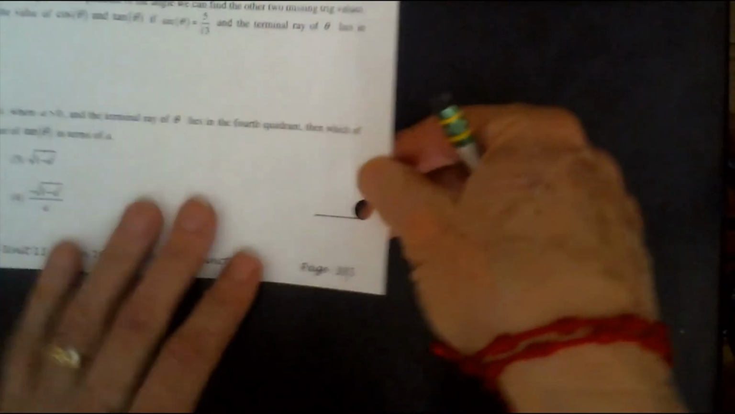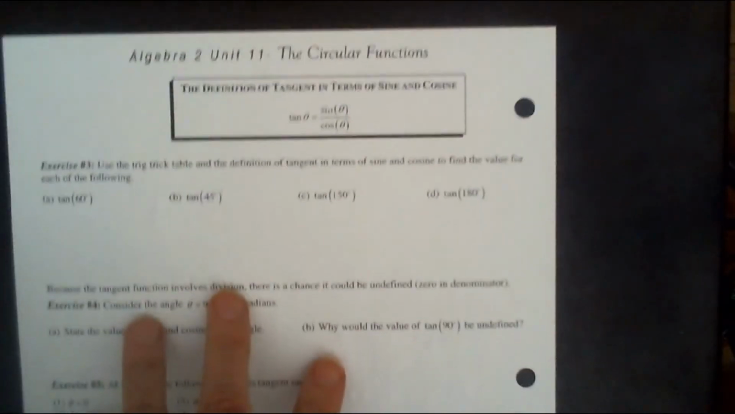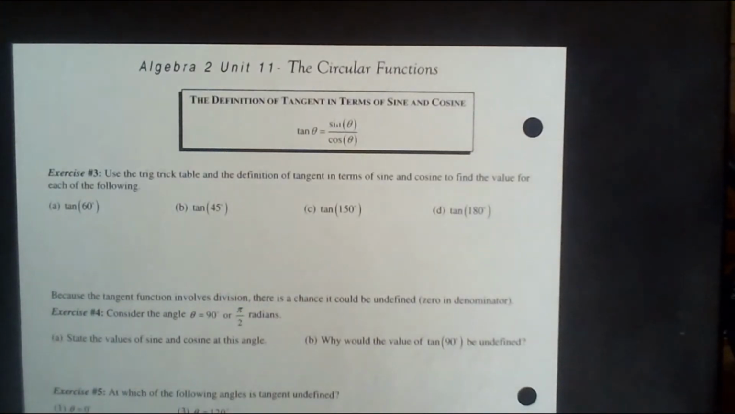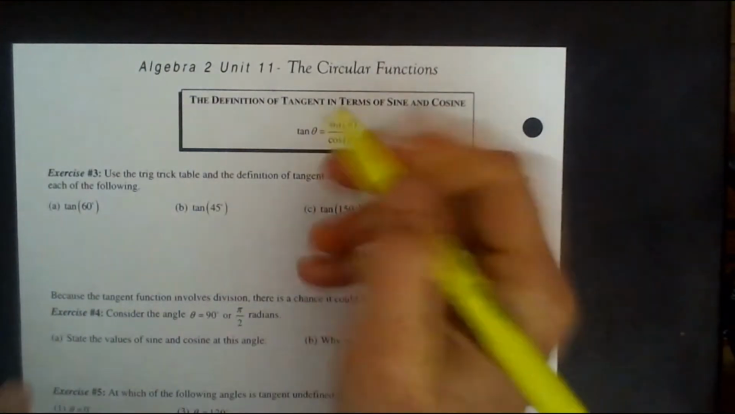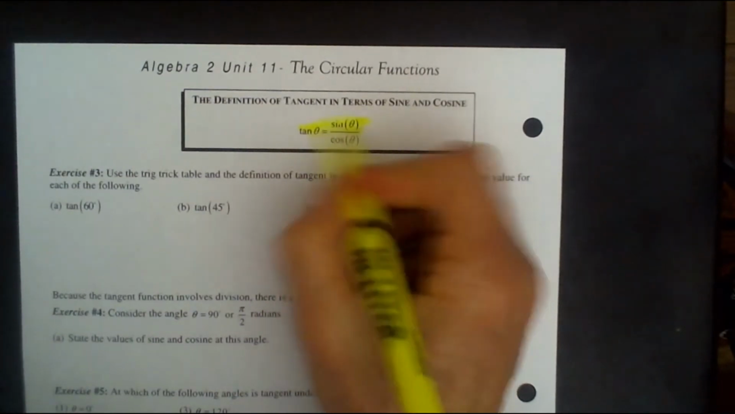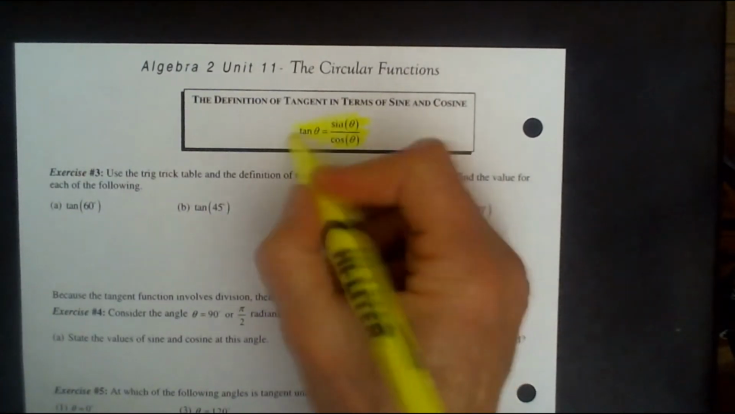Now we'll move over to page 385 on the back, and here we go again. Definition of the tangent in terms of sine and cosine. So this is another important part of this lesson here.